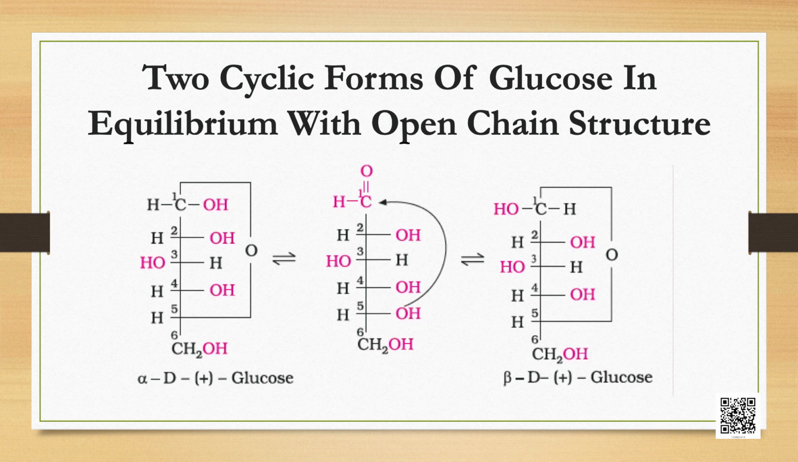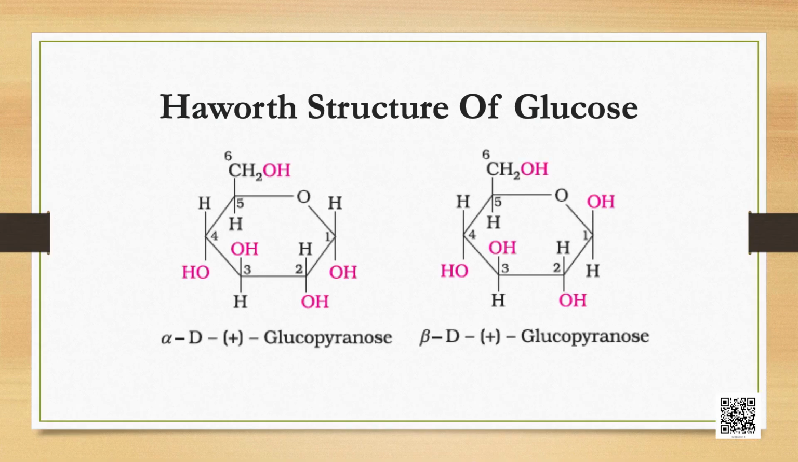This explains the absence of the CHO group and also the existence of glucose in two forms, as shown in the slide. These two cyclic forms exist in equilibrium with the open chain structure. The cyclic structure of glucose is more correctly represented by Haworth's structure, as shown in the slide.